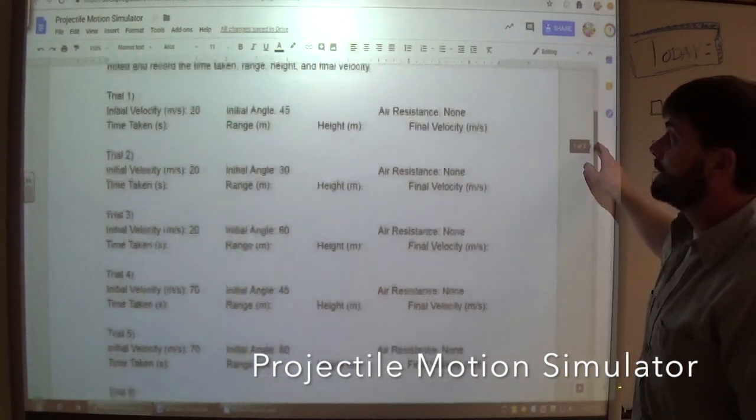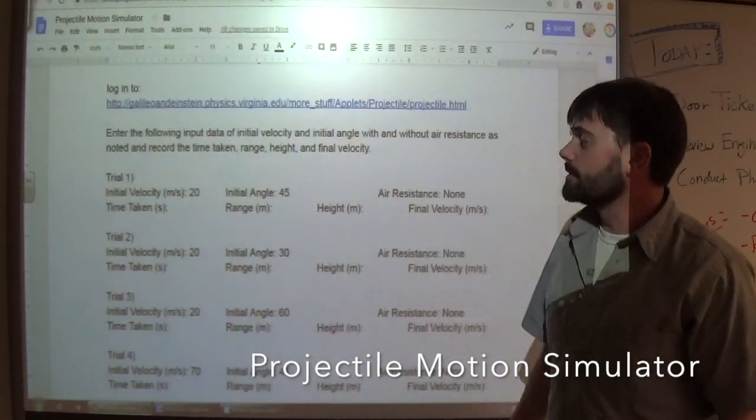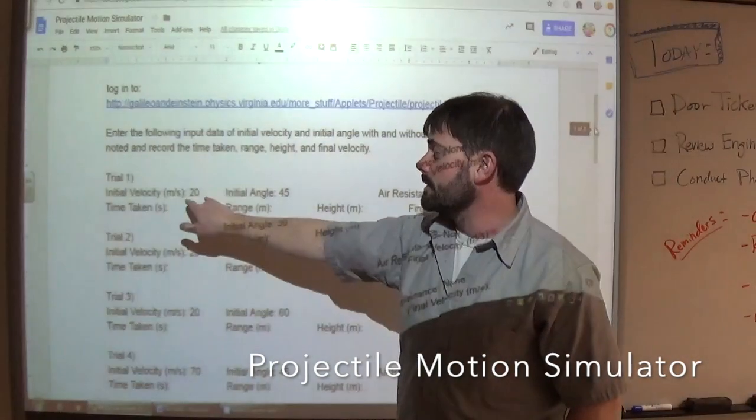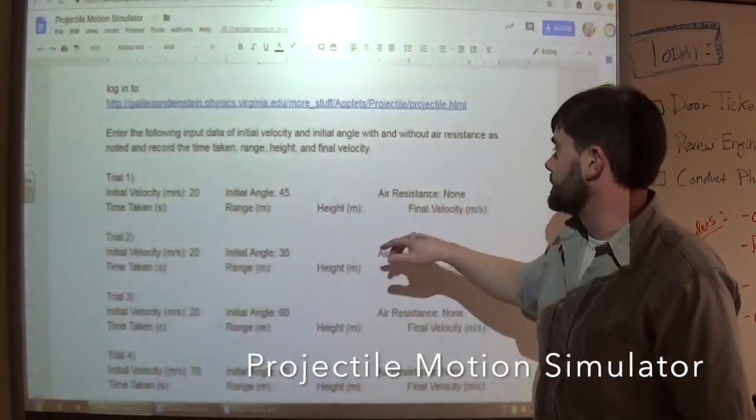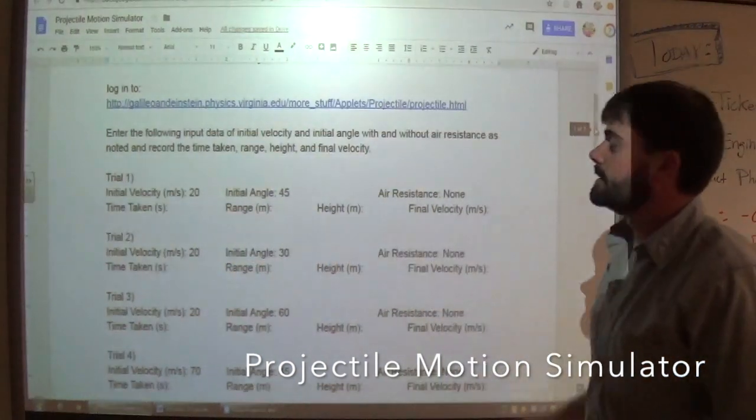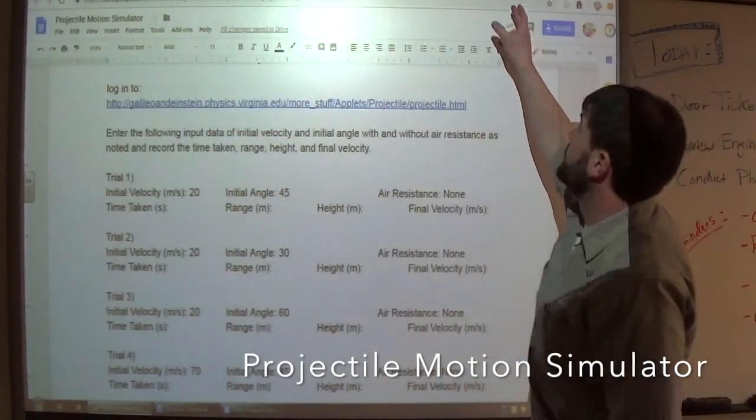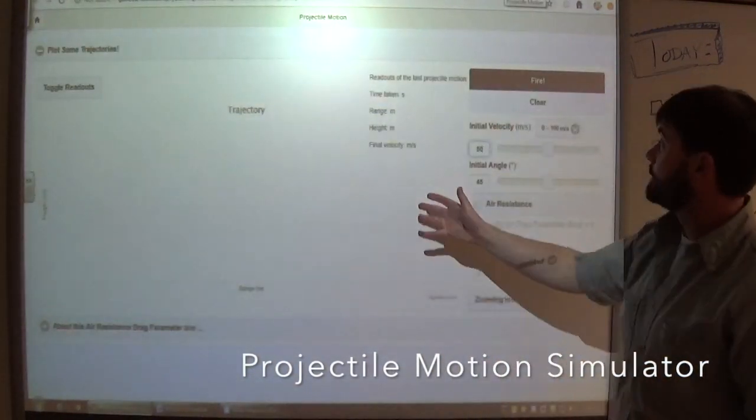And you will see inside the lab that there are various trials, and a lot of information is already given to you, like initial velocity, launch angle, air resistance, and so on. And then there's a bunch of blank spaces down below. In the simulator, it looks something like this.